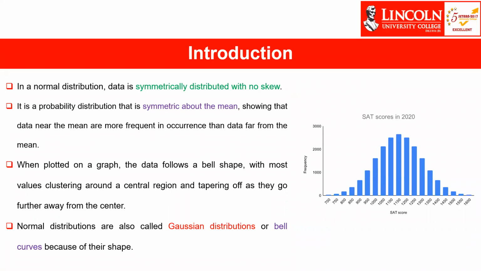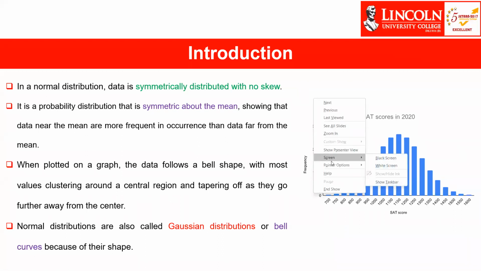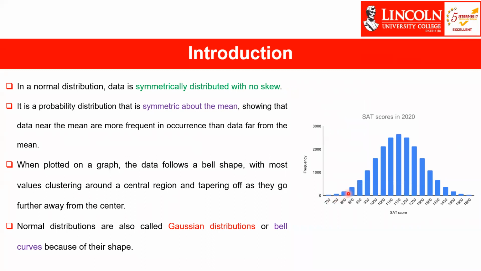So in a normal distribution, data is symmetrically distributed with no skew. What do I mean by that? If you look at this picture I have towards the right of the screen, you can see it looks like a symmetrical shape. If you have a graph of your data set like this, it is assumed that your data is normally distributed.